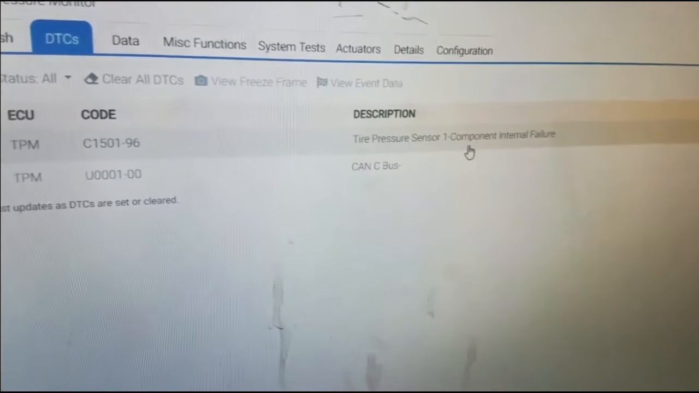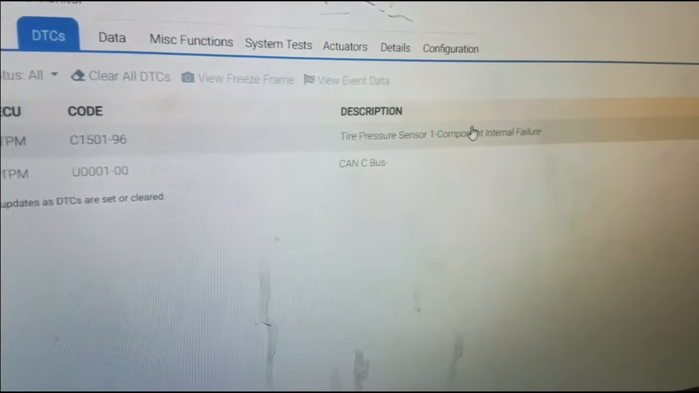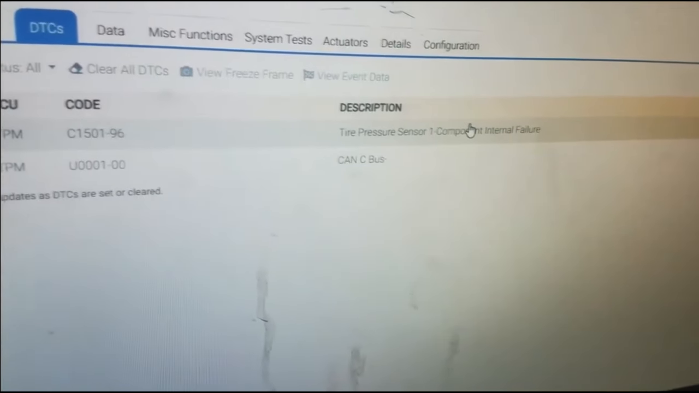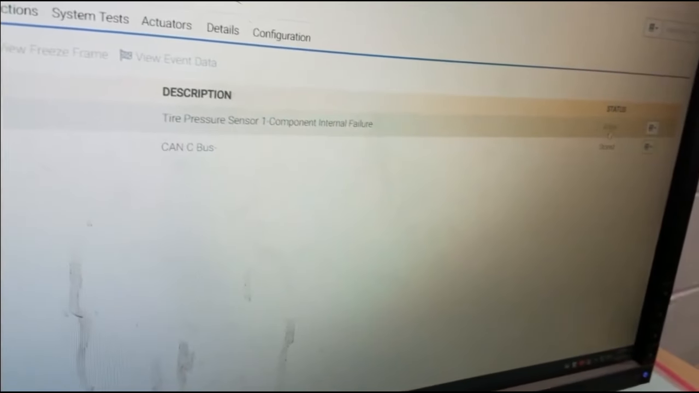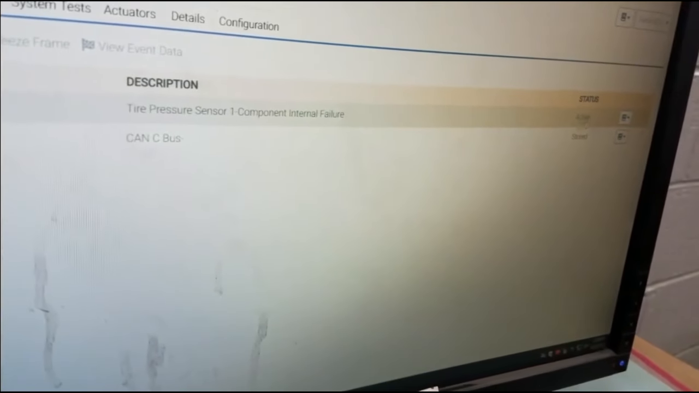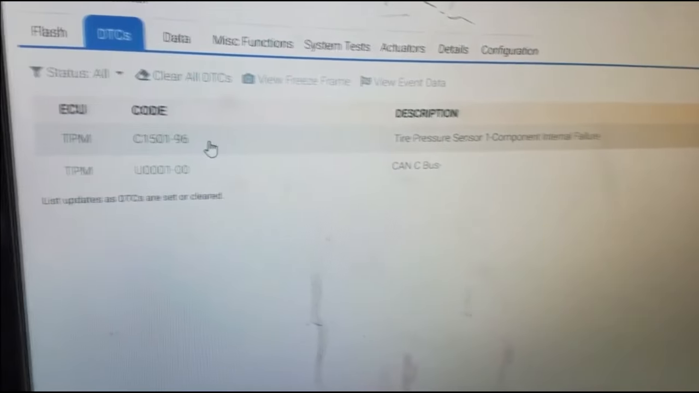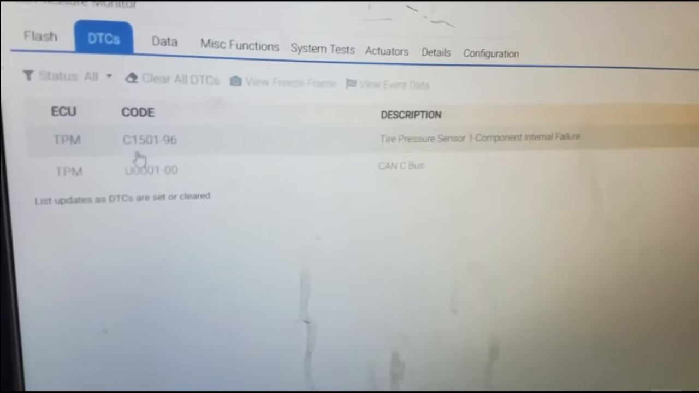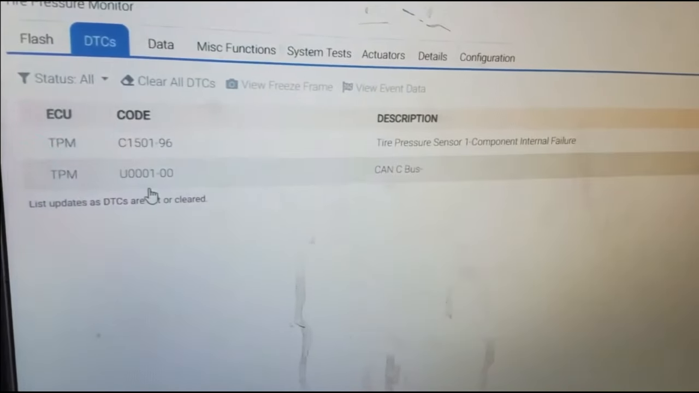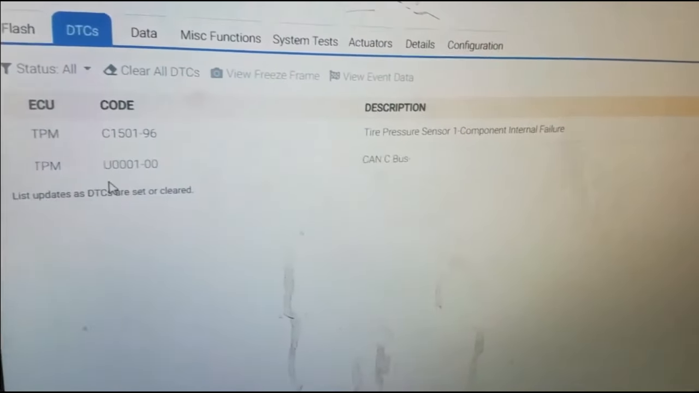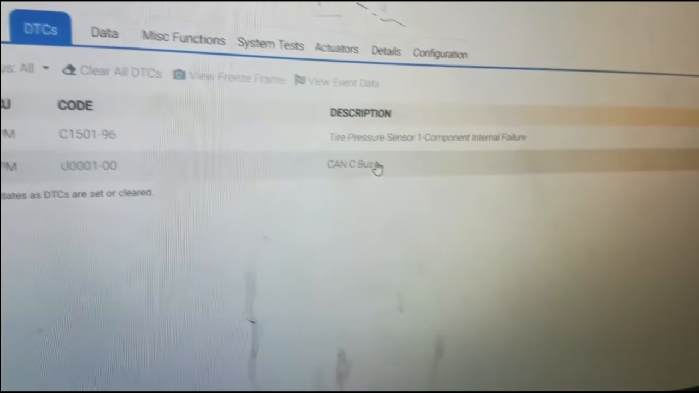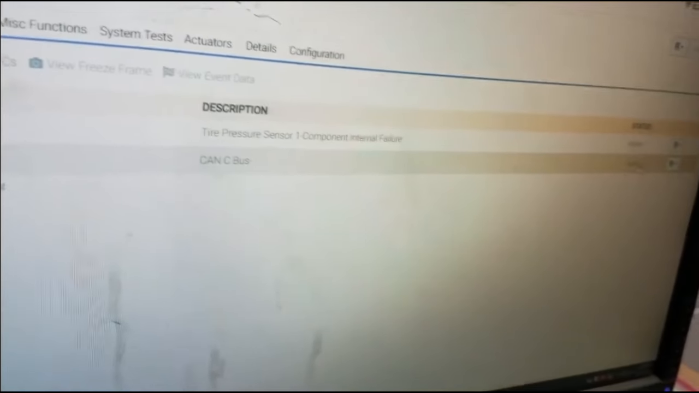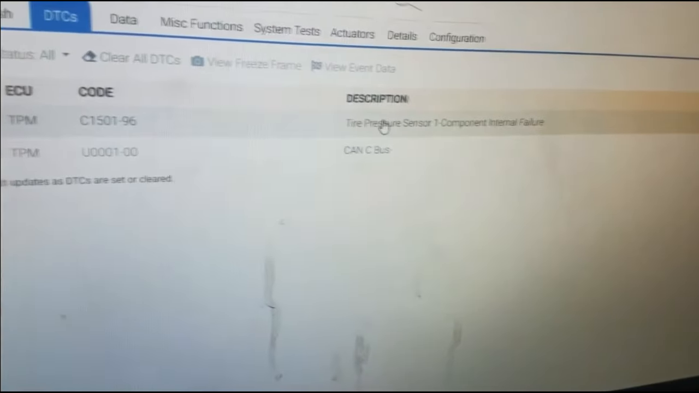Okay, the dash is doing what it's supposed to do, which is to alert the driver that either the tire pressure is low or the tire pressure sensor is faulty. In this case, this is active, guys, which means this computer sees this problem right now. C1501. And we got another code here, a U code, bus communication code, CAN-C bus. There's something else going on with that because that is stored.